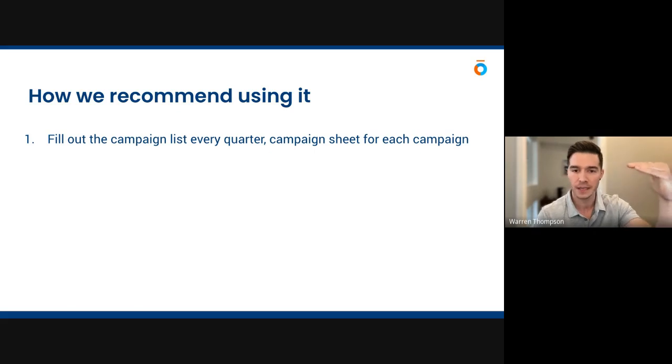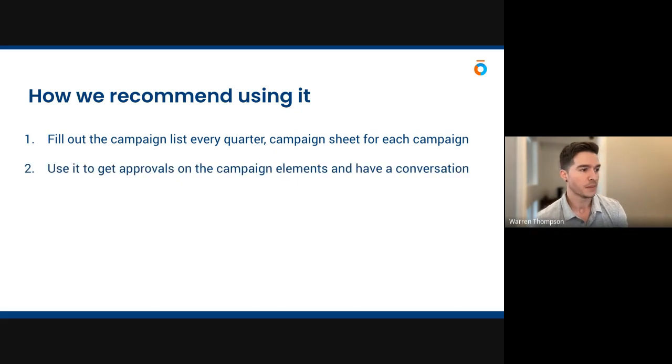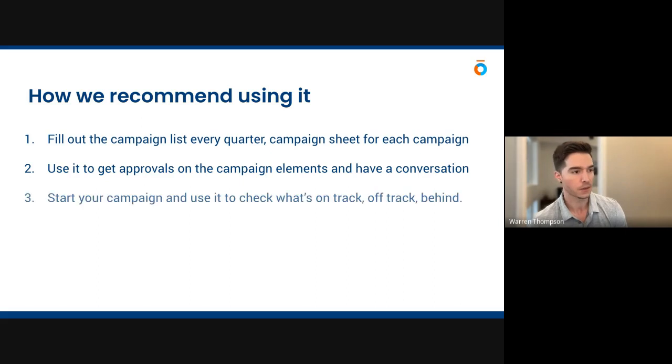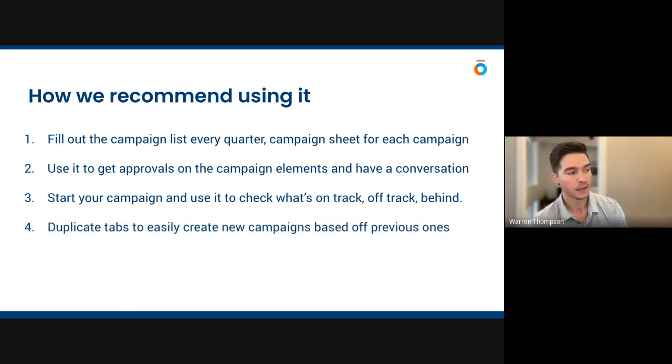You're going, okay, it's January. We've got a New Year's campaign. We've got a Valentine's Day campaign. We've got a spring break campaign, St. Patrick's Day, and now we're in April. So you start with that. At the beginning of the year, you have a conversation with whoever you need to. And then you start to fill out one campaign sheet for each of those campaigns. You use it to get approval on the different campaign elements and have a conversation with the stakeholders involved. And then you start your campaign and check what's on or off track and behind.